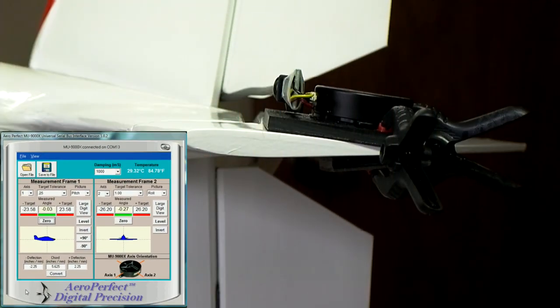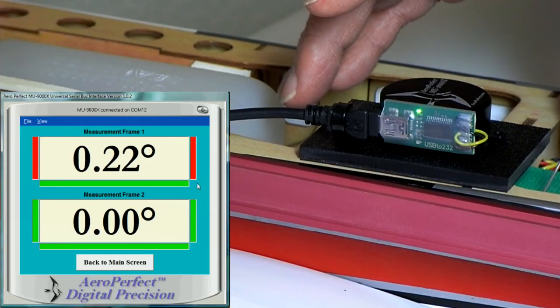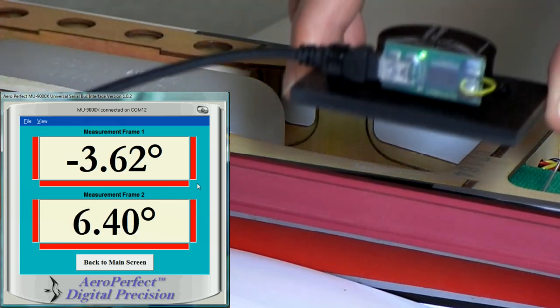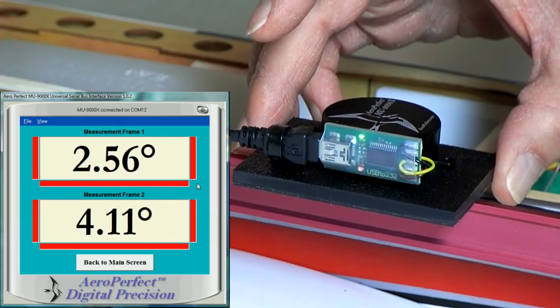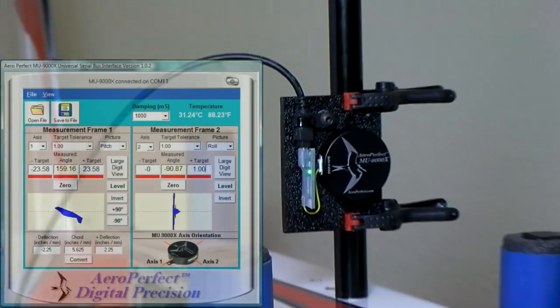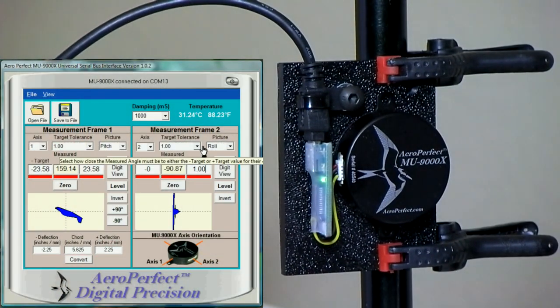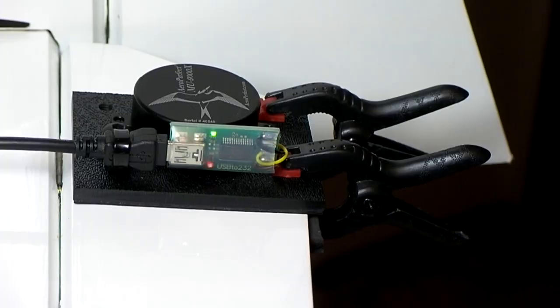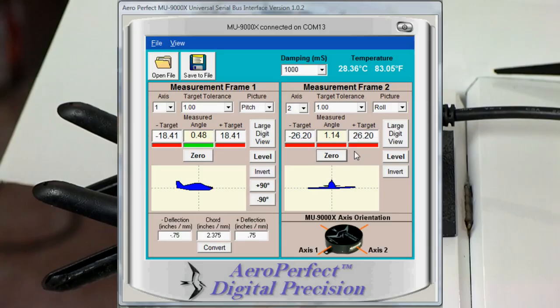The MU-9000X USB is an advanced angle measurement system that provides a quick and precise way to set your control throws, wing incidence, engine thrust angle, and to match elevator halves and servos on your RC aircraft. In this video, I'll give you an overview of its features and show an RC aircraft being set up using this precision device.